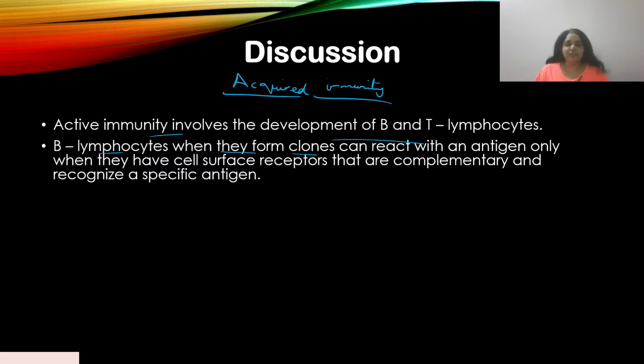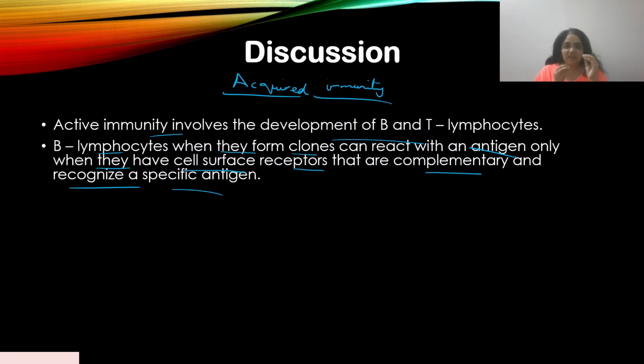Now, we are specifically talking with respect to the question where it says antibodies. Antibodies are formed from plasma cells. And where do these plasma cells come from? They come from the B lymphocytes. B lymphocytes form clones, which can react with an antigen only when they have cell surface receptors that are complementary and recognize a specific antigen. B lymphocytes cannot just randomly attach anywhere, and they are specific for a particular antigen.